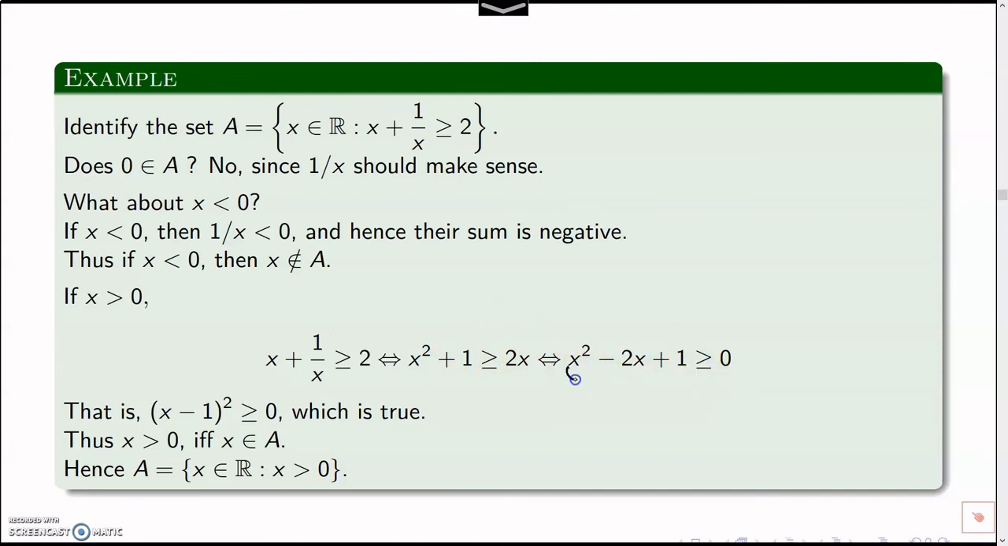And this again I can rewrite as x minus 1 the whole square is bigger than or equal to 0, and this is always true because square of any real number is always bigger than or equal to 0. That means if x is positive, then it will satisfy the condition that is required for that element to be in A. So if x is positive, then x is in A. Hence the set A which is given to us is nothing but the set of all positive real numbers. So set of all real numbers x such that x is positive.